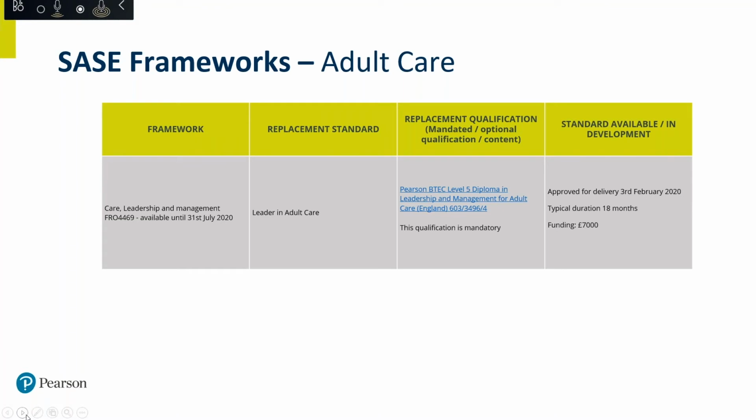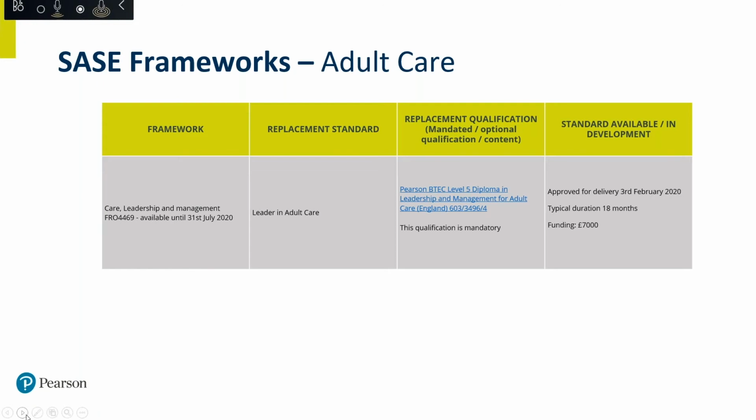Okay, so as you already know, the level 2 and 3 framework for health and social care closed in May 2018. So currently we don't have a framework at level 4. So the only framework we currently have is the level 5 care leadership and management framework that is currently open until July 2020. Now the replacement standard for this framework is the leader in adult care.